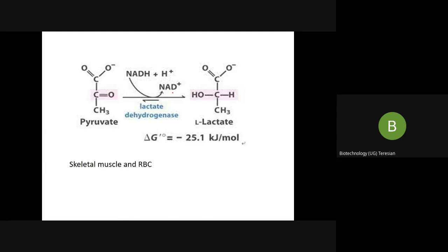So this step we have to remember. This usually occurs in our skeletal muscles and RBCs. So one point you have to notice, this NAD we have already come across. NAD is required to work along with your glyceraldehyde 3-phosphate dehydrogenase, which is required for your glycolysis to keep going on.